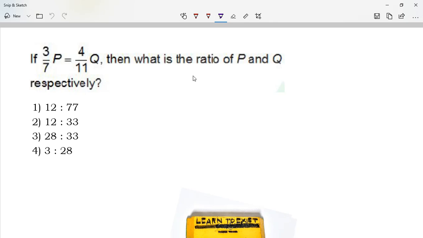Okay, this is an easy one. 3 by 7 P is equal to 4 by 11 Q. We need to find out the ratio of P and Q. So P will be 7 into 4, 28, and Q will be 11 into 3, 33. So the ratio will be 28 is to 33.